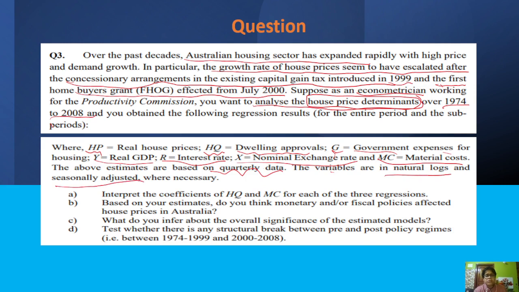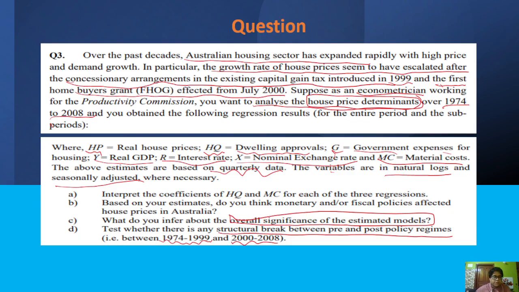Your job is to interpret the coefficients of HQ and MC, dwelling approvals and material cost, for these three regressions. Based on our estimates, we have to interpret whether monetary or fiscal policy was affecting the house prices in Australia. Then, you have to infer about the overall significance of the estimated models. Then we will test if there is any structural break between the pre and post policy regimes, that means 1974 to 1999 and 2000 to 2008. So this is the question.